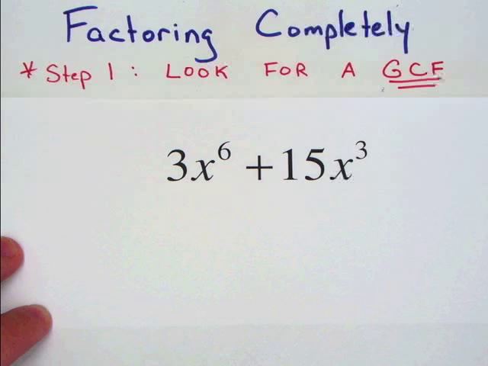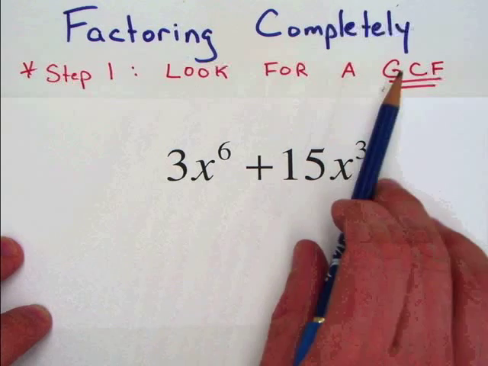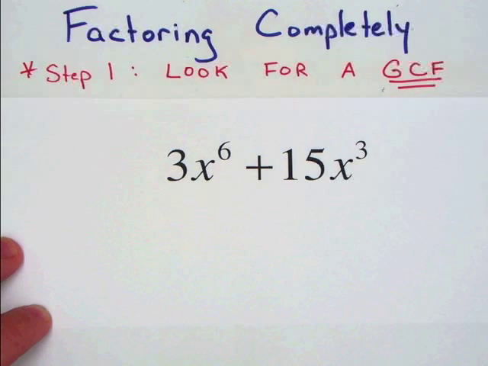Today we are going to discuss factoring completely. The first step is to always look for a greatest common factor. If one is there, we need to factor that out first. In the example below, there exists a greatest common factor between the two terms of this binomial.